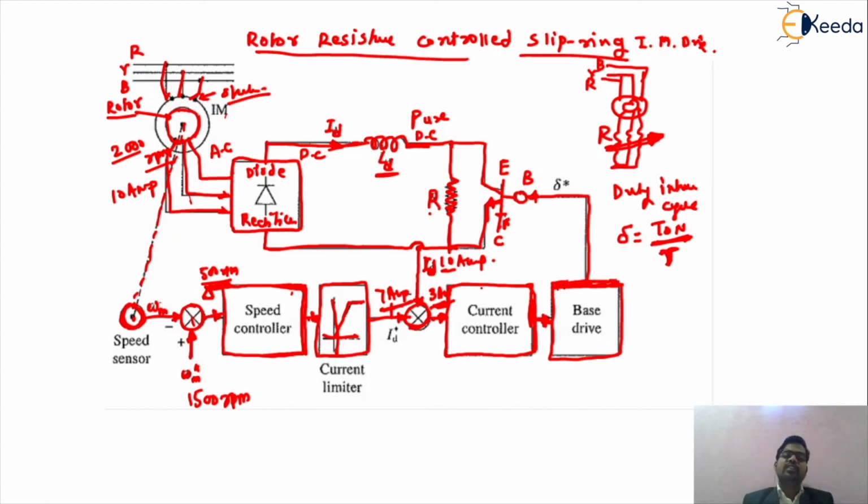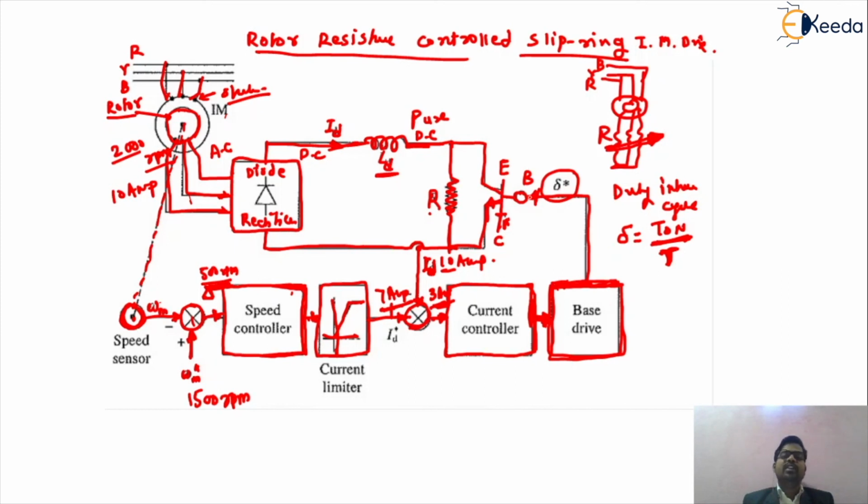So according to the 3 ampere current, this base drive will generate a duty ratio, called the duty cycle, of the required value of your resistance. Depending upon that particular value of your 3 ampere, this base drive will generate this signal of the duty cycle.